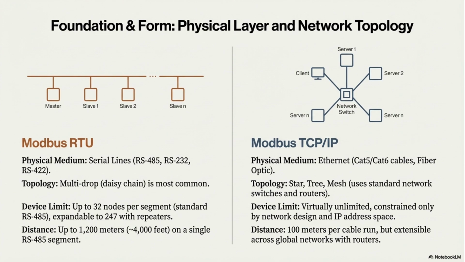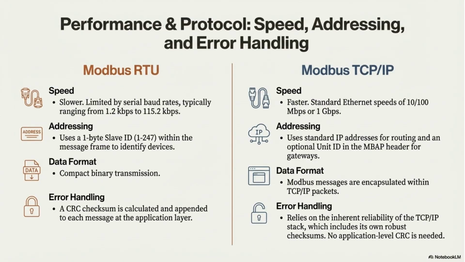Modbus RTU uses serial lines, typically in a multi-drop topology, and is limited to about 247 devices. Modbus TCP/IP uses standard Ethernet with topologies like star or tree, offering virtually unlimited device capacity across global networks. RTU is slower, relying on serial baud rates, and uses slave IDs for addressing. TCP/IP is much faster, using standard Ethernet speeds and IP addresses. TCP/IP relies on its own stack for error handling, whereas RTU requires an application-level CRC.